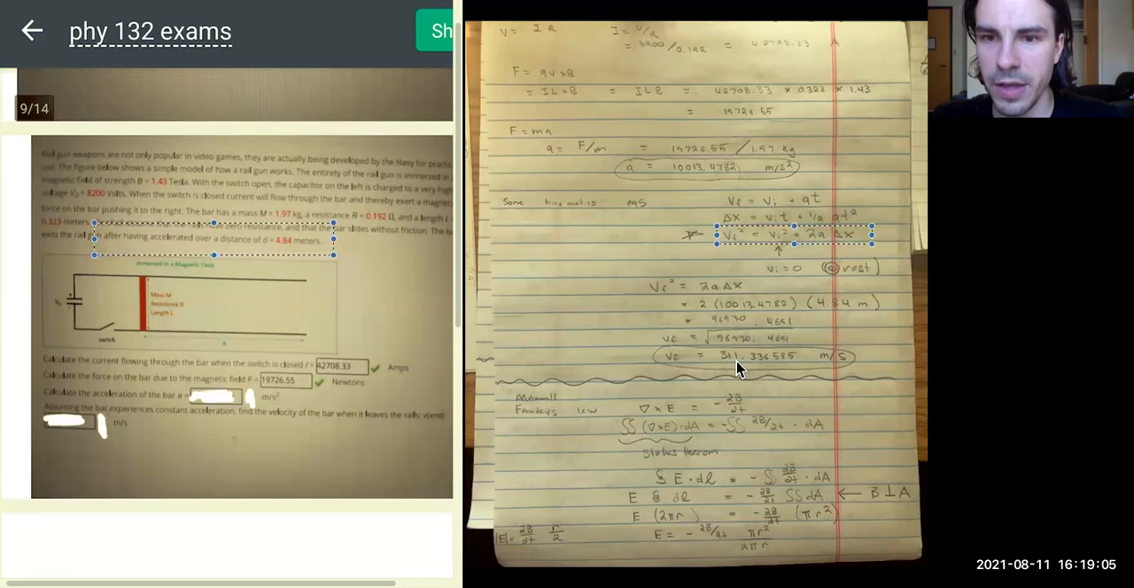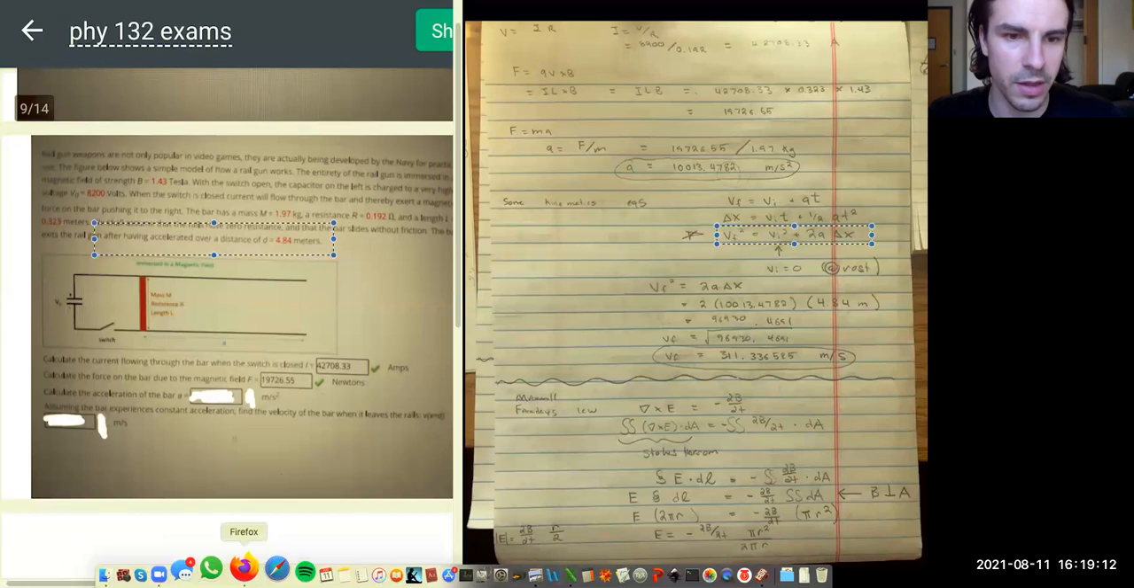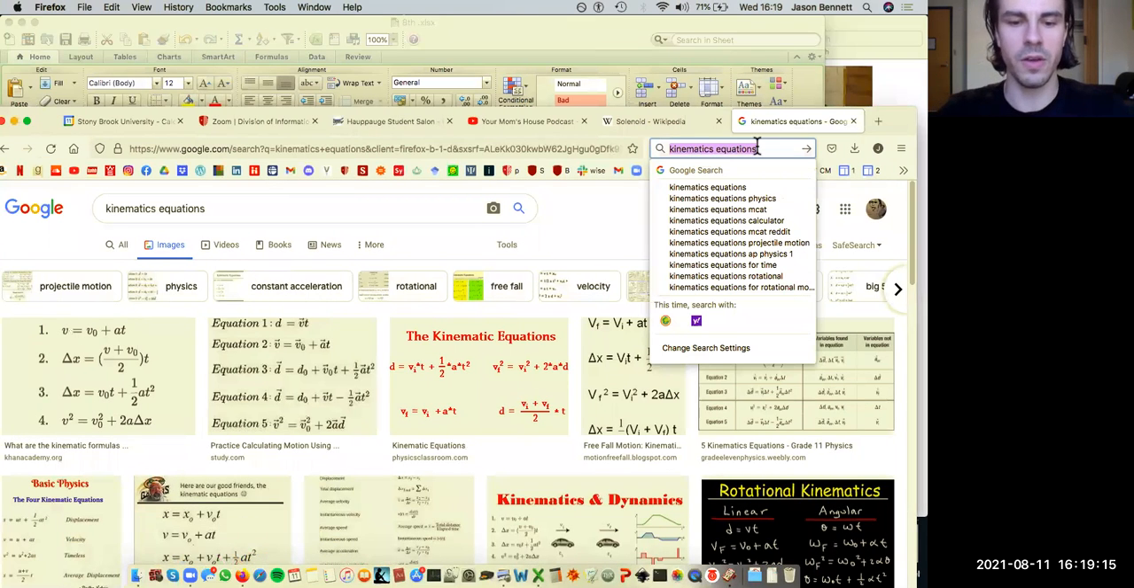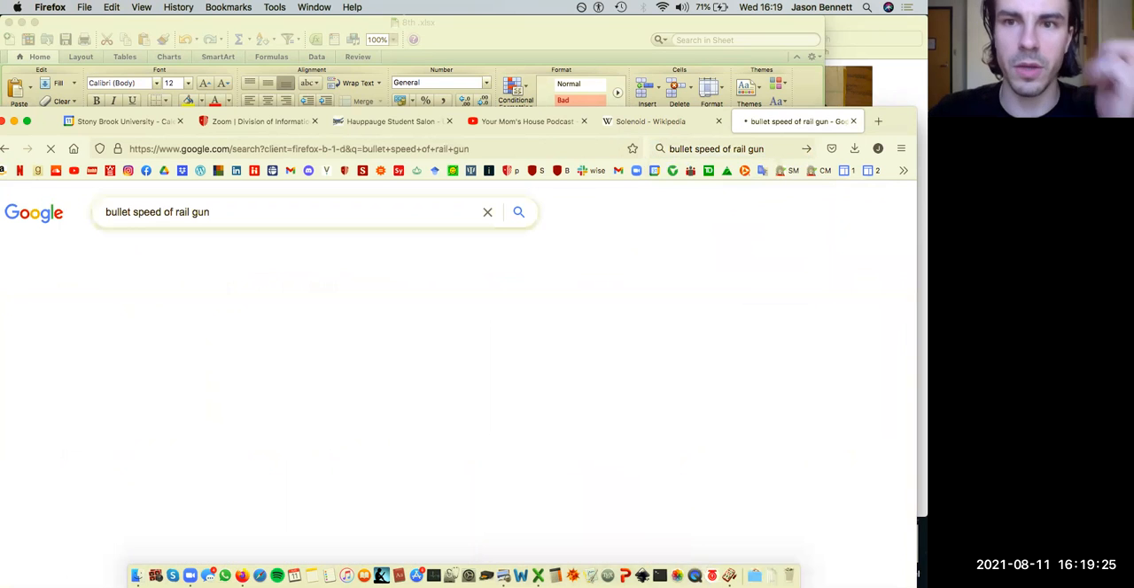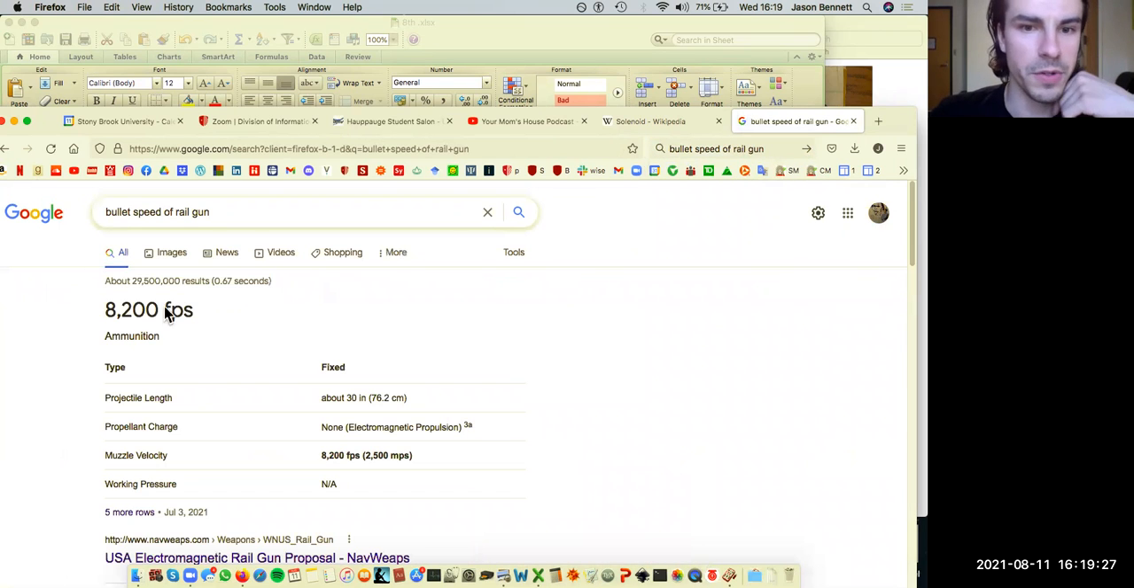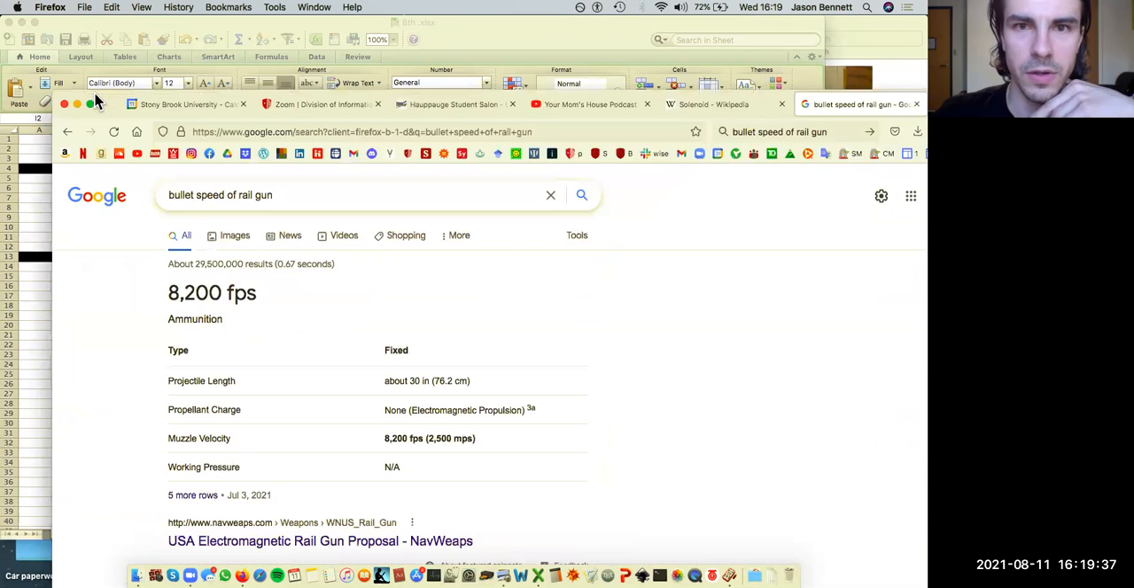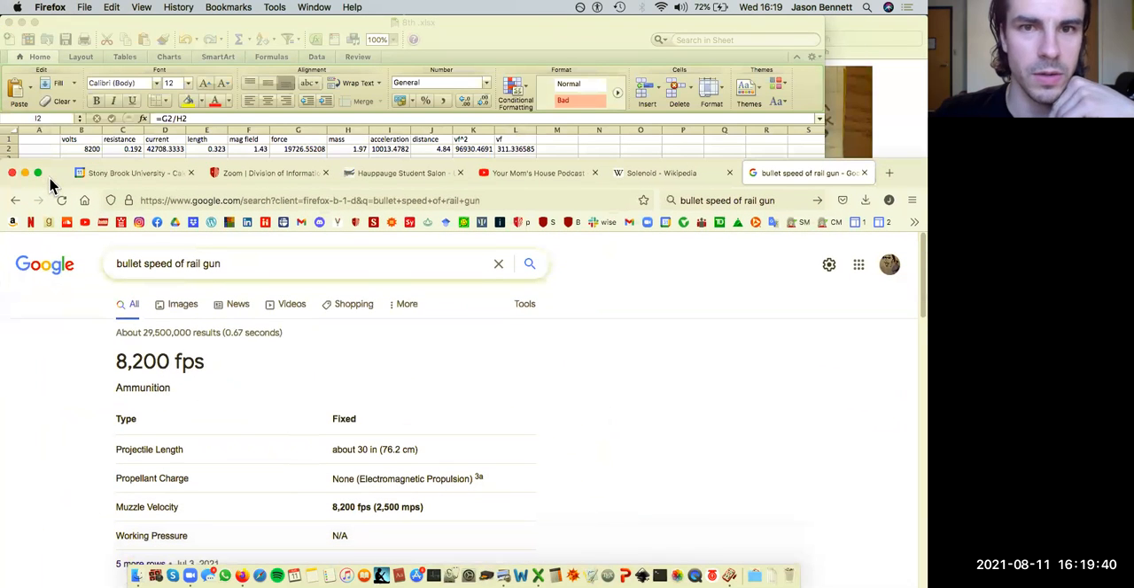And so I found that it's leaving the gun at 311 meters per second, which, now that I think about it, I think is a normal speed for guns and stuff. Bullet speed, I can do railgun. Railguns actually exist. Bullet speed of railgun, just to see if I'm in the right ballpark. Feet per second. Okay, I hope that doesn't mean meters per second. What did I get? Did I get 300? Yeah, that's really slow. Oh well. I'm pretty sure that's right.